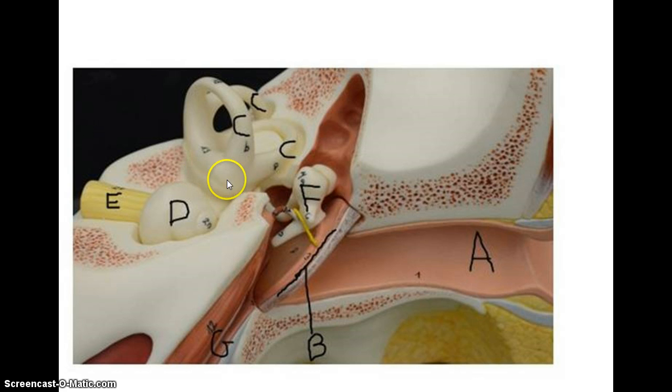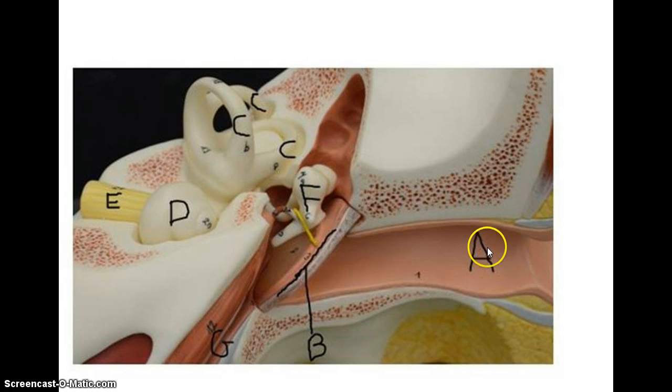Now the other thing your ear does is it deals with balance, and you have here the semicircular canals, which will deal with balance and equilibrium. On this model you can also see the eustachian tube, or also known as the auditory tube. This actually goes to the back of your throat, so this is why infections can so easily go back and forth between the ear and the throat.